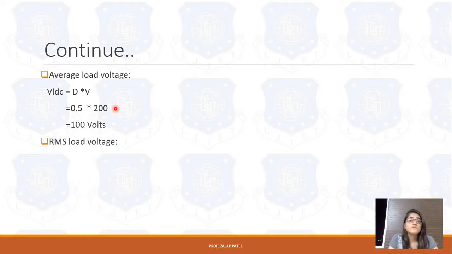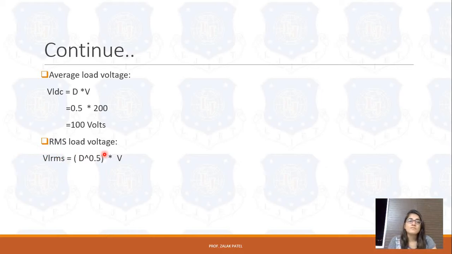For the third answer, the RMS load voltage. You can use this equation, or you can also write the equation in the integration term. Here we have to use the duty cycle, and that's why we use this equation: square root of duty cycle, means root D into V. We already saw this equation in the analysis of the step down chopper, that VL RMS is given by root D into V.